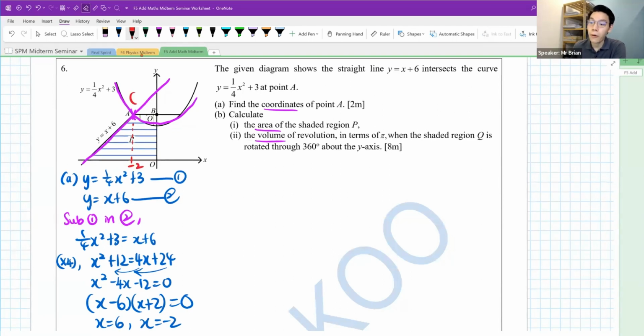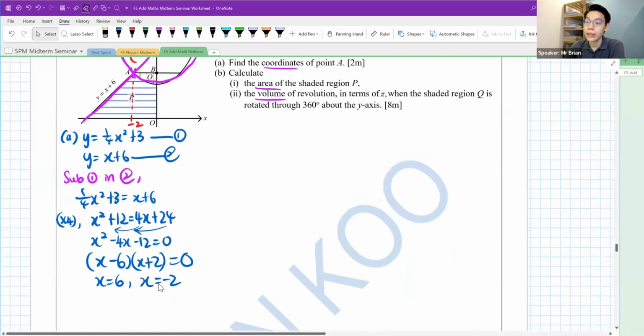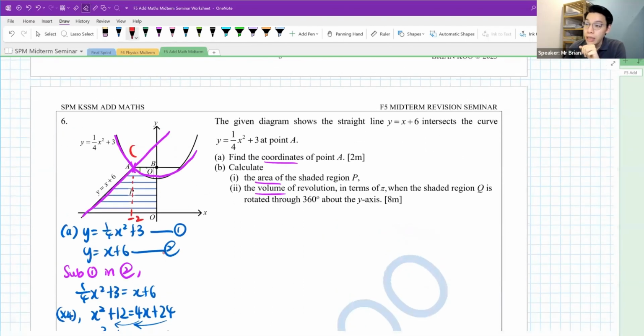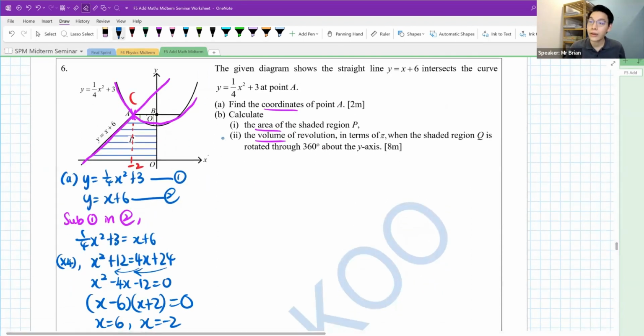Okay, so I know point A would be -2. The reason why I got two answers is because actually they didn't show you, but this curve, if I extend this line higher a bit, it will intersect another place. And this one will be at x equals to 6, right? But we're not interested in that. So we continue. We say that, okay, I know my point A is -2 comma something.